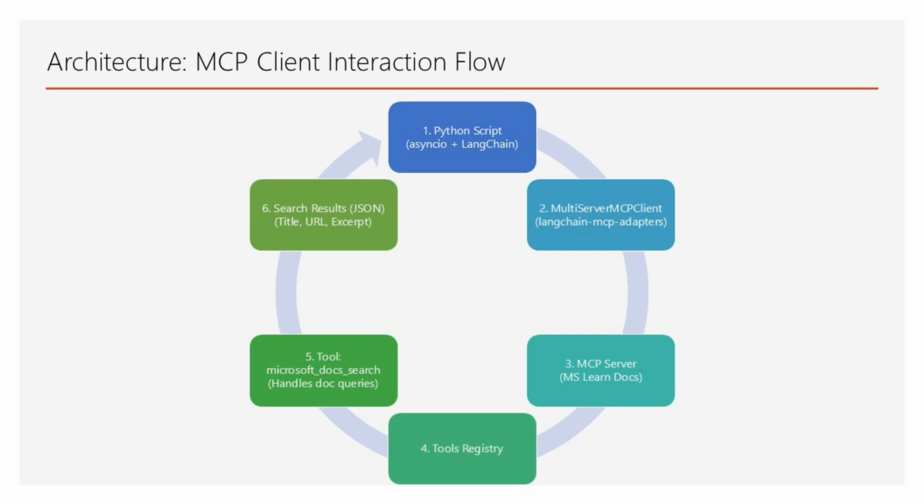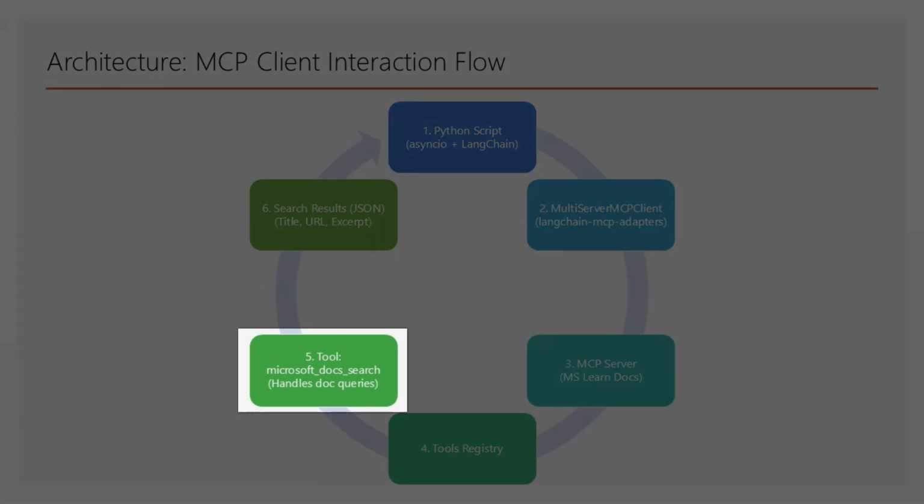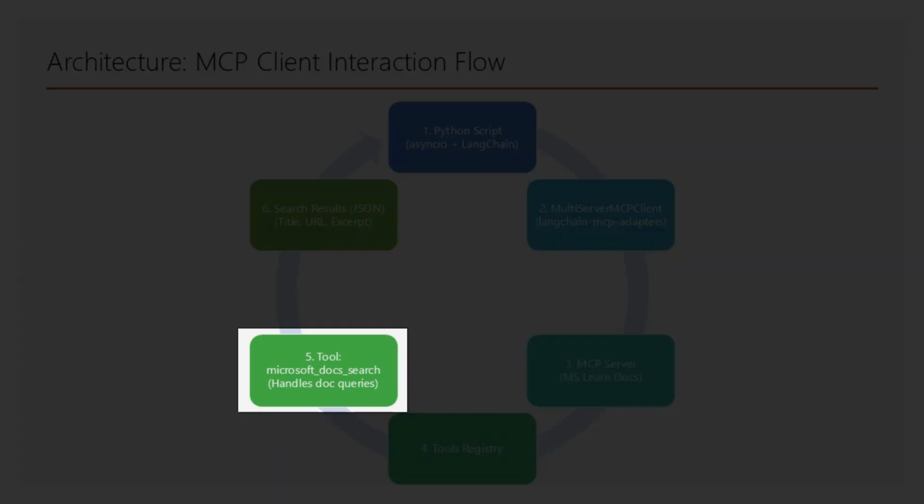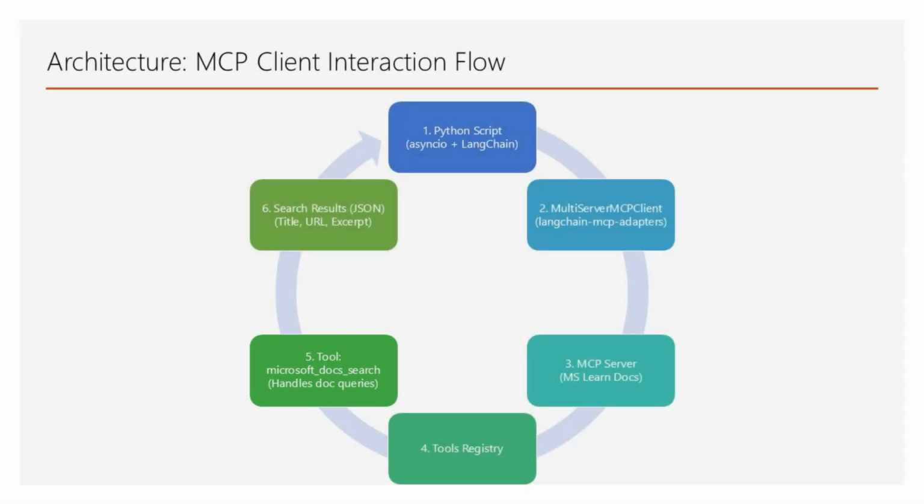The registry acts like a catalog. Among these tools, we specifically look for Microsoft Docs Search, which is responsible for handling doc-related queries. We invoke this tool with our query, and the tool responds with structured search results, typically a JSON payload containing document titles, URLs, and content snippets, and with that, the cycle completes. The script can then render or process these results as needed. This architecture allows us to build intelligent, asynchronous workflows over API-driven toolchains using LangChain.